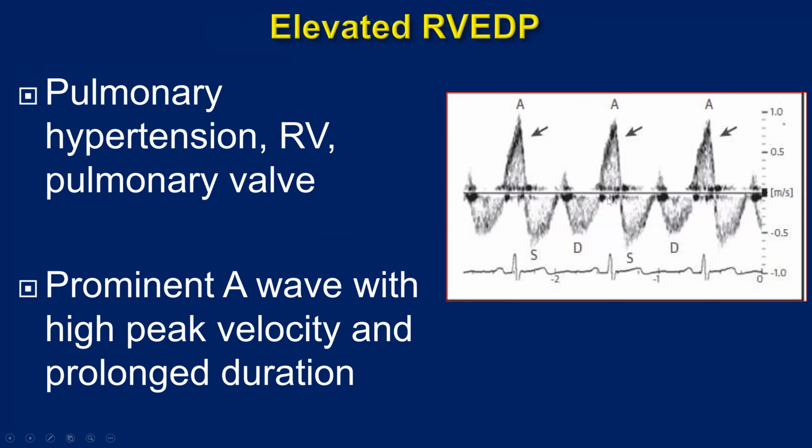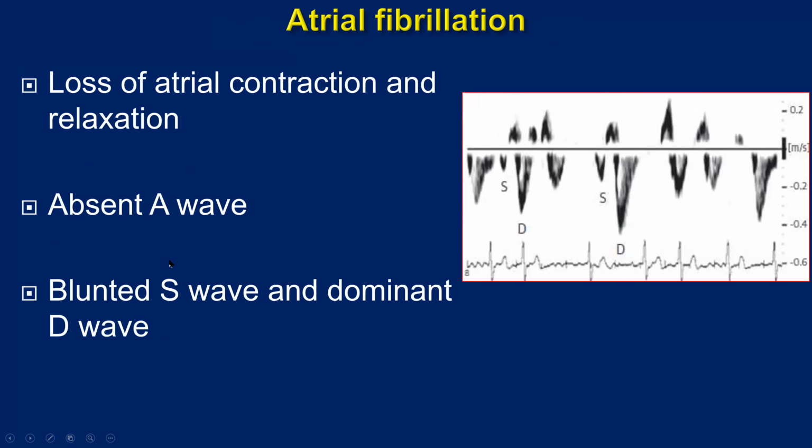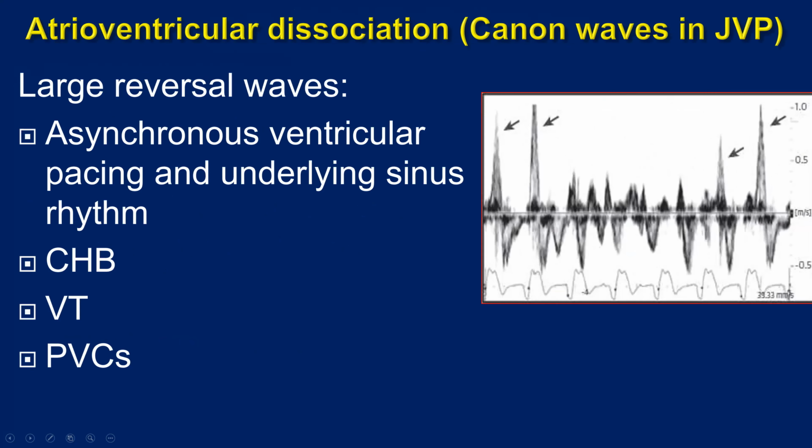In elevated RV end-diastolic pressure or pulmonary hypertension, we again have prominent A waves. In RV systolic dysfunction, we have an attenuated S wave, reflecting RV longitudinal function. Reduction in RV systolic function causes blunting of the S wave, a little bit blunting compared to the D. We said S is bigger than D, but in RV failure or RV dysfunction, the D is bigger than S. In atrial fibrillation, we don't have A waves, with absent A wave and diminished or blunted systolic V wave.